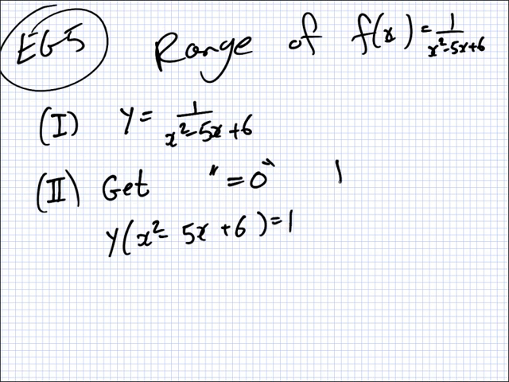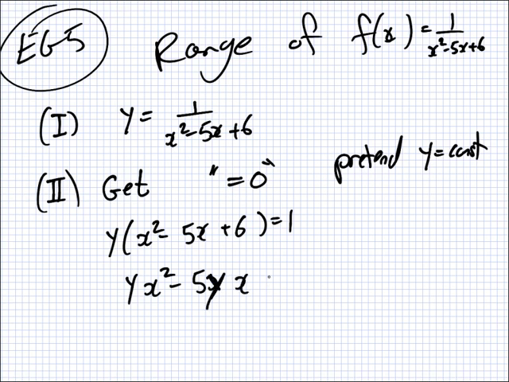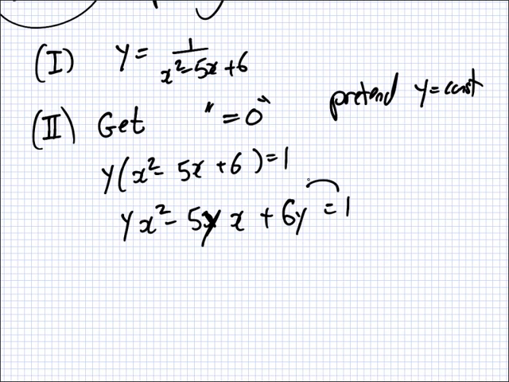Okay. And you also have to pretend y is a number, that it's constant. So just pretend for a moment that y was a constant, like the number 2. If you had a number in the front of the brackets, what would you do next? You'd multiply it in, wouldn't you? Okay, so you'd get yx squared minus 5yx plus 6y equals 1. And again, pretending y is a constant, what would you do next? Well, you'd bring the 1 over, and you'd have yx squared minus 5yx plus 6y minus 1 equals 0.